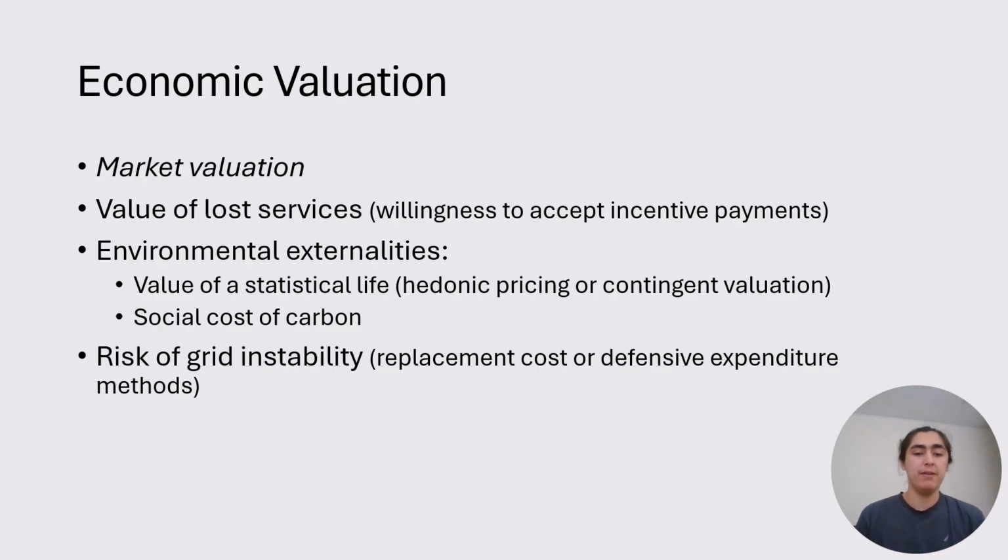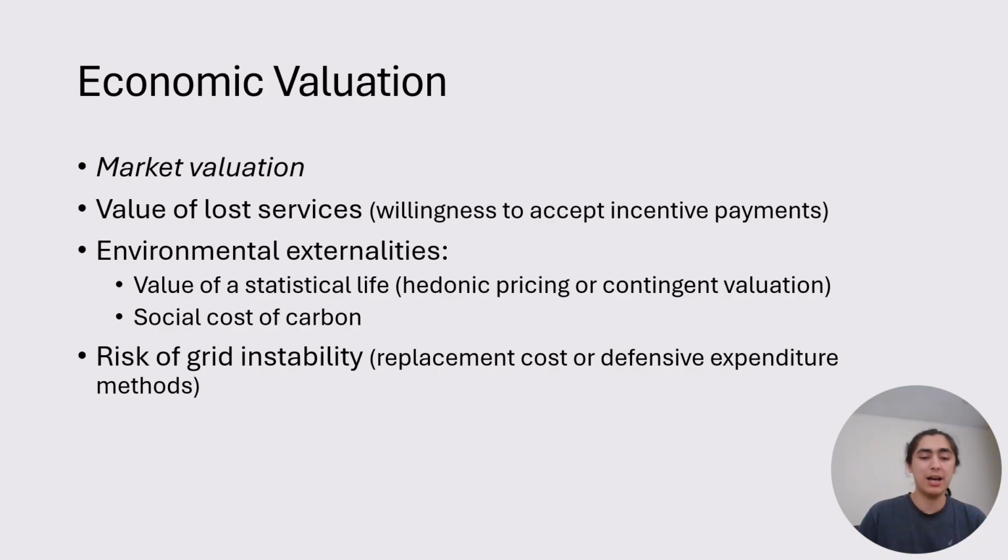Now, most of those benefits and costs are transacted in markets, like the costs of new transmission lines, the capacity costs on your energy bills. All of those have a price. They all have markets. The value of lost services, in some sense, has a market because there's an incentive payment in most of those cases. So that's the willingness to accept the value of those lost services.